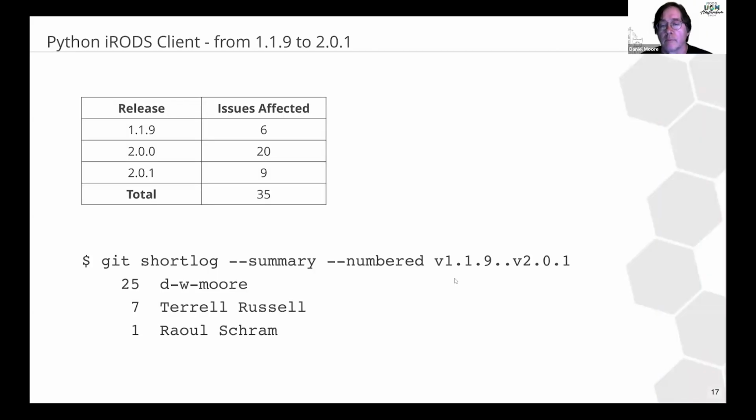Thanks, Justin. Let's see. So now we're going to move on to the Python iRODS client and changes from version 1.1.9 to 2.0.1. Do we have Dan? Is Dan here? Yes. All right. Thank you, Dan. Thank you, Kory.